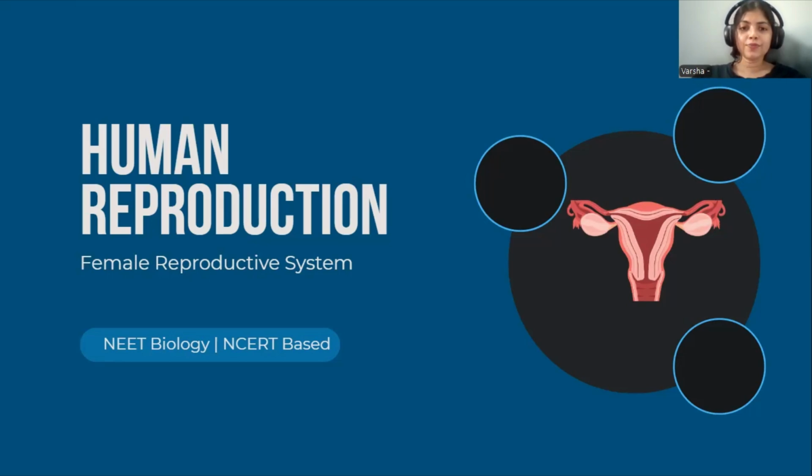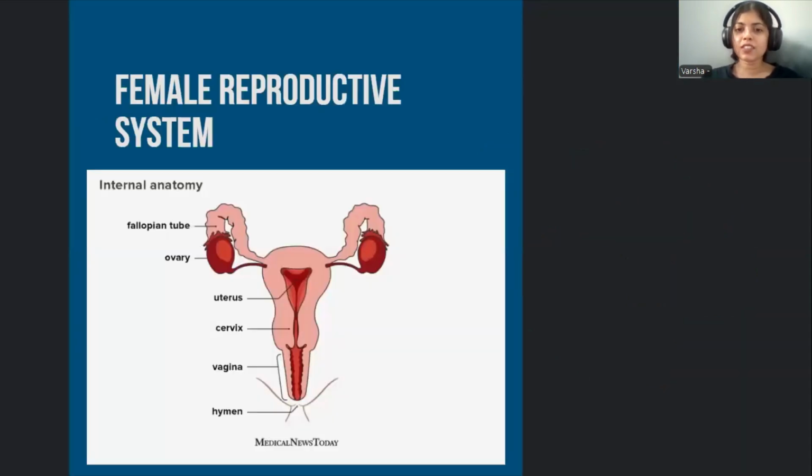Now let's begin. The female reproductive system performs three major functions. First, production of ova. Second, fertilization. And third, support and development of the embryo. So it's not just about producing gametes, it also supports the entire process till birth.